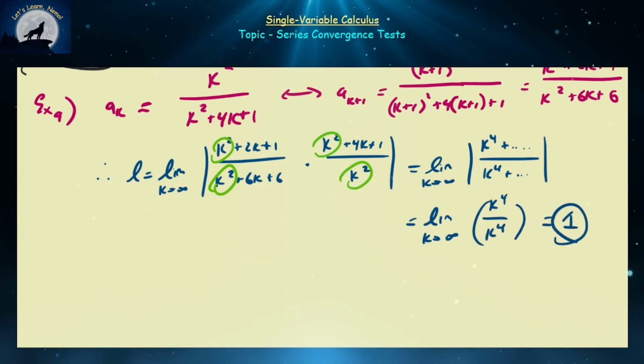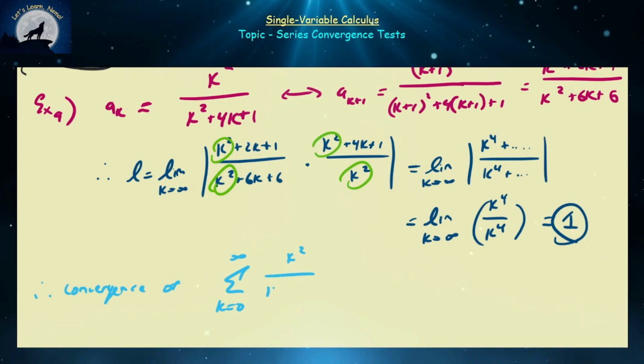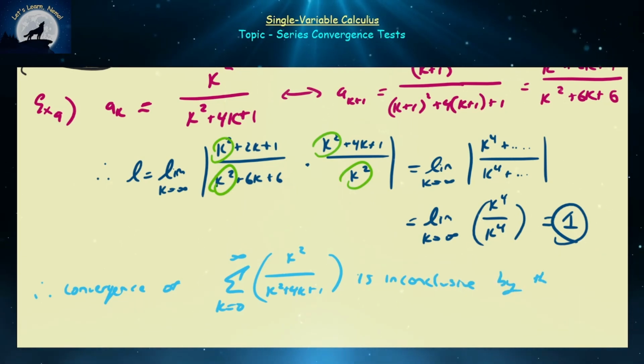So by the ratio test, we have a limit L equal to 1, so that's inconclusive. So that means the convergence of the sum from k equals 0 to infinity of k squared all over k squared plus 4k plus 1 is inconclusive by the ratio test, right?